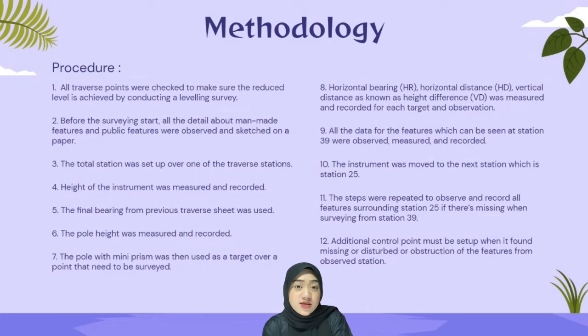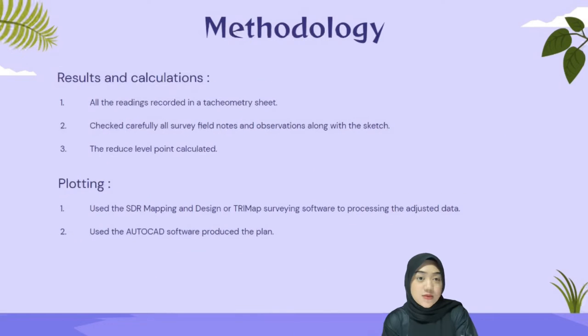Then, all the data for the features which can be seen at station 39 were observed, measured and recorded. Then, the instrument was moved to the next station, which is station 25. The steps were repeated to observe and record all features surrounding station 25 if there was anything missing when surveying from station 39. An additional control point must be set up when features are found missing, disturbed or obstructed from the observed station.